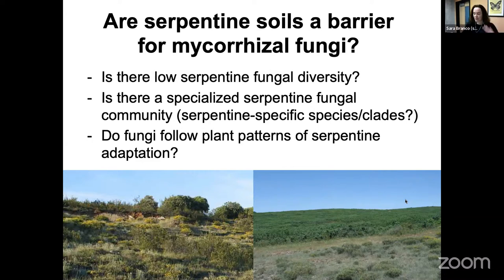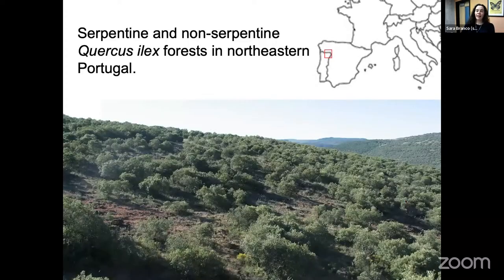And so to answer these questions, I chose to do field work in my home country. I'm from Portugal. And in the northeastern part of Portugal, there are a lot of serpentine patches. And what's cool about them is that they're colonized by Quercus ilex. But this Quercus ilex is not specific to serpentine soils. So this means that within the same geographic region, you have monospecific forests of Quercus ilex growing on serpentine and on non-serpentine soil, which is the ideal setup for testing the effects of soil on the mycorrhizal fungi that are associated with these oaks.